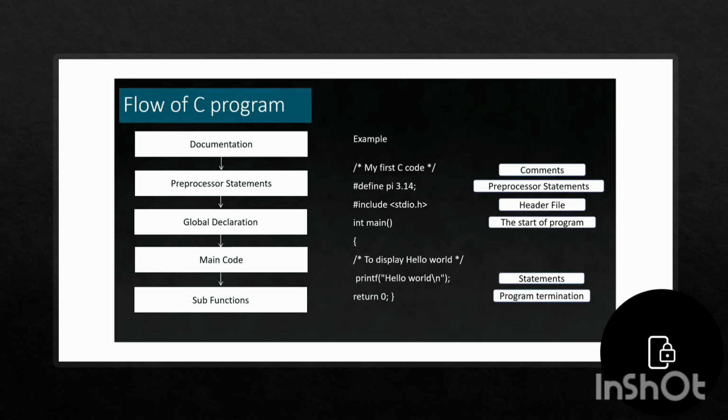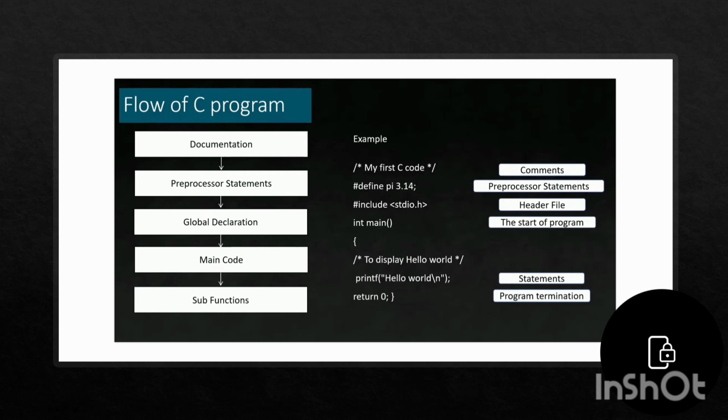And preprocessor statements. Before the program begins, preprocessor statements like #include <stdio.h> or #define are used to include libraries or define constants that the program will use. These are handled before the main code is compiled. Coming to the global declaration, if you have any global variable that needs to be accessed throughout the program, they are declared here. And coming to the main code, this is where the primary functionality of the program is written. The main function.